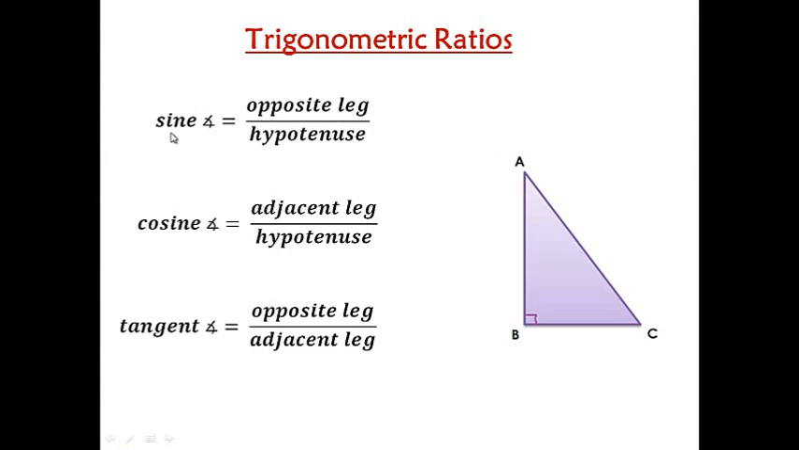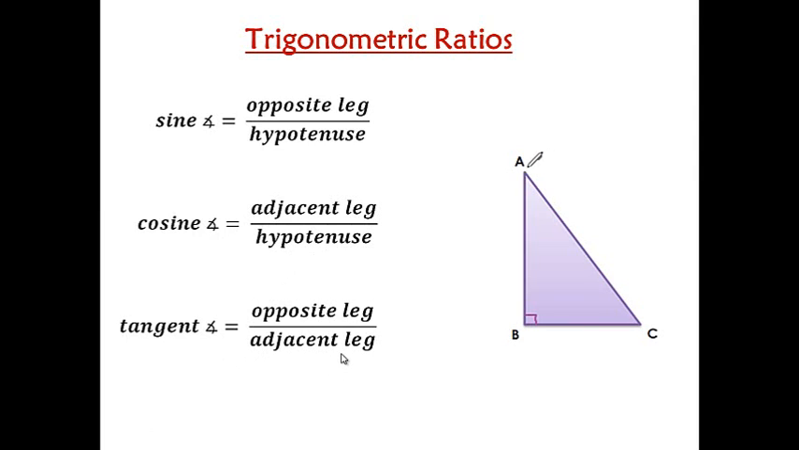Starting off, the sine of an angle is defined as the ratio of the length of the opposite leg to the length of the hypotenuse. The cosine of an angle is defined as the ratio of the length of the adjacent leg over the length of the hypotenuse. And the tangent is defined as the ratio of the length of the opposite leg over the length of the adjacent leg.